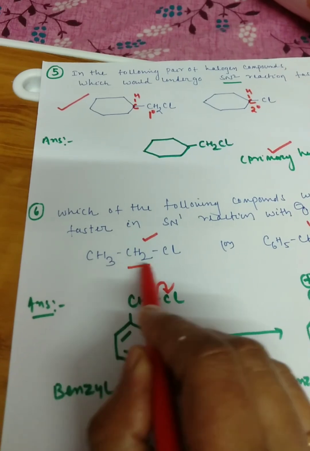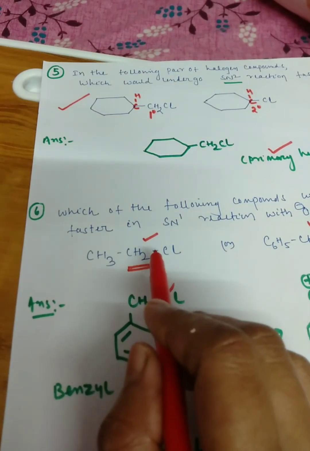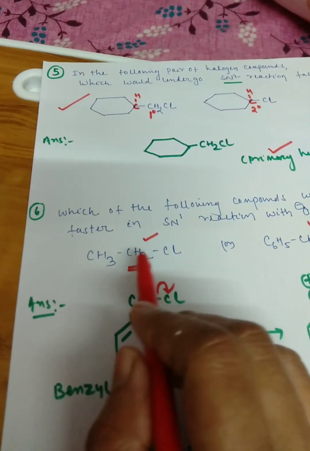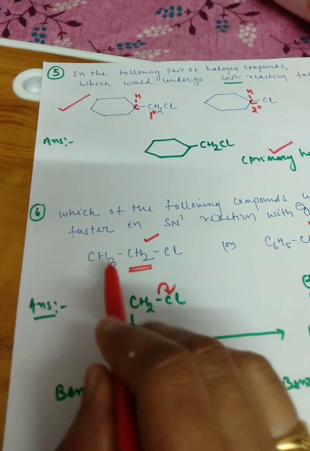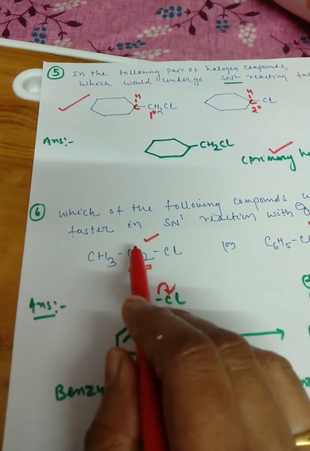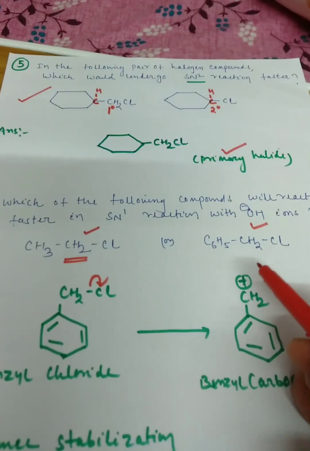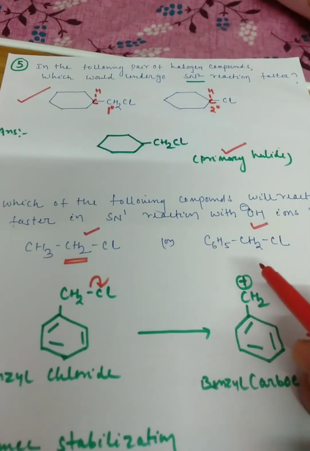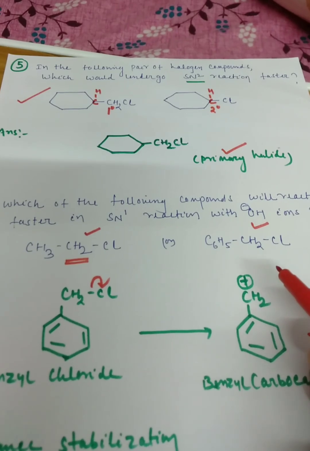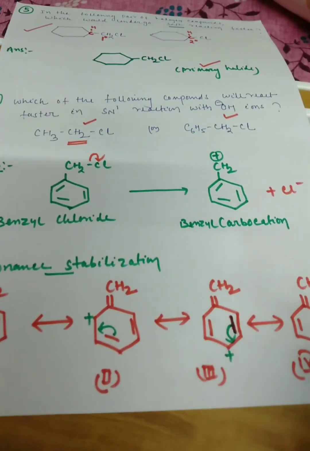but it doesn't happen in the case of ethyl chloride. Ethyl chloride does not undergo ionization to give the ethyl carbocation, CH3CH2+. So that is the reason why, because of this resonance stabilization, benzyl chloride undergoes SN1 reaction faster with OH minus ion. Okay. Thank you.